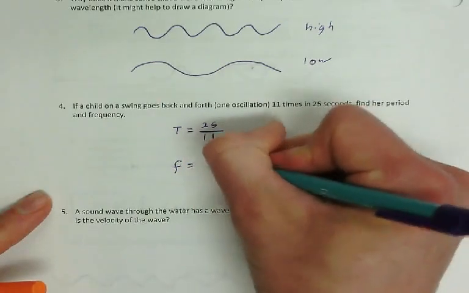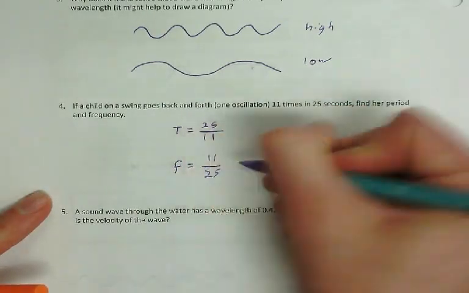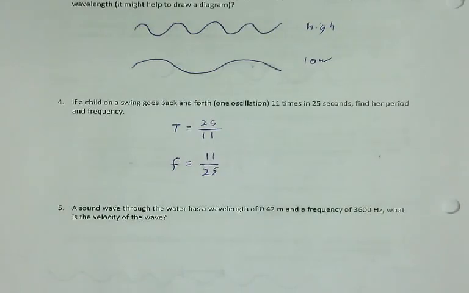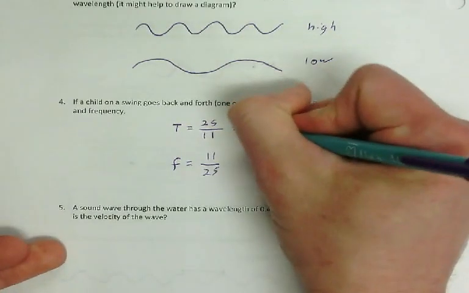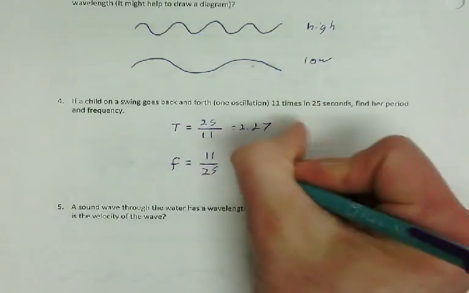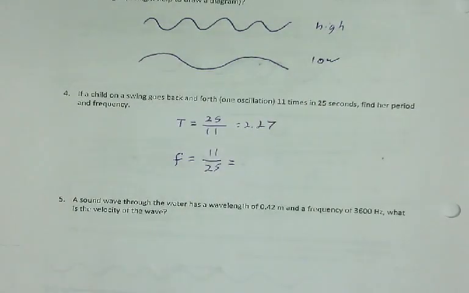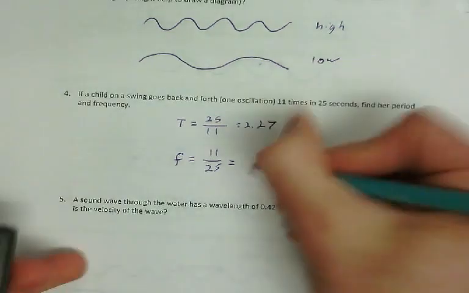Yes. Again, there's not an equation on the test that tells you that. You need to know that. It's not that you have to memorize it. You just have to know the definition. The definition of period is number of seconds per wave. Definition of frequency is number of waves per second. Okay? So all you'd have to do is divide those out. So this one is 2.27. And this one is 0.44.